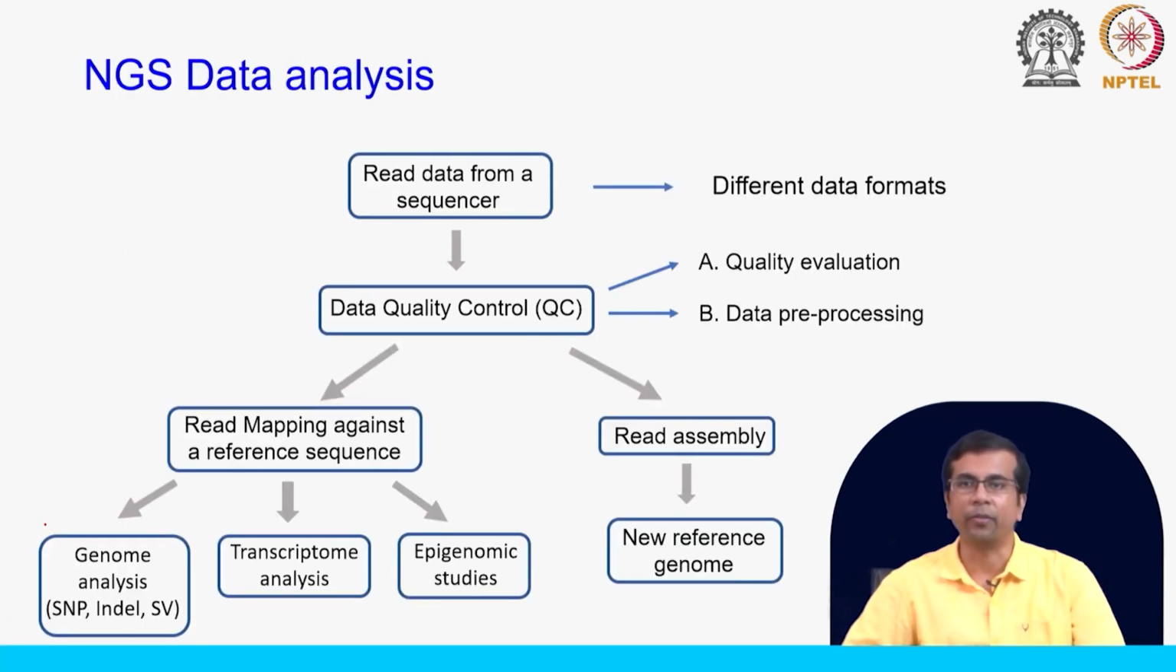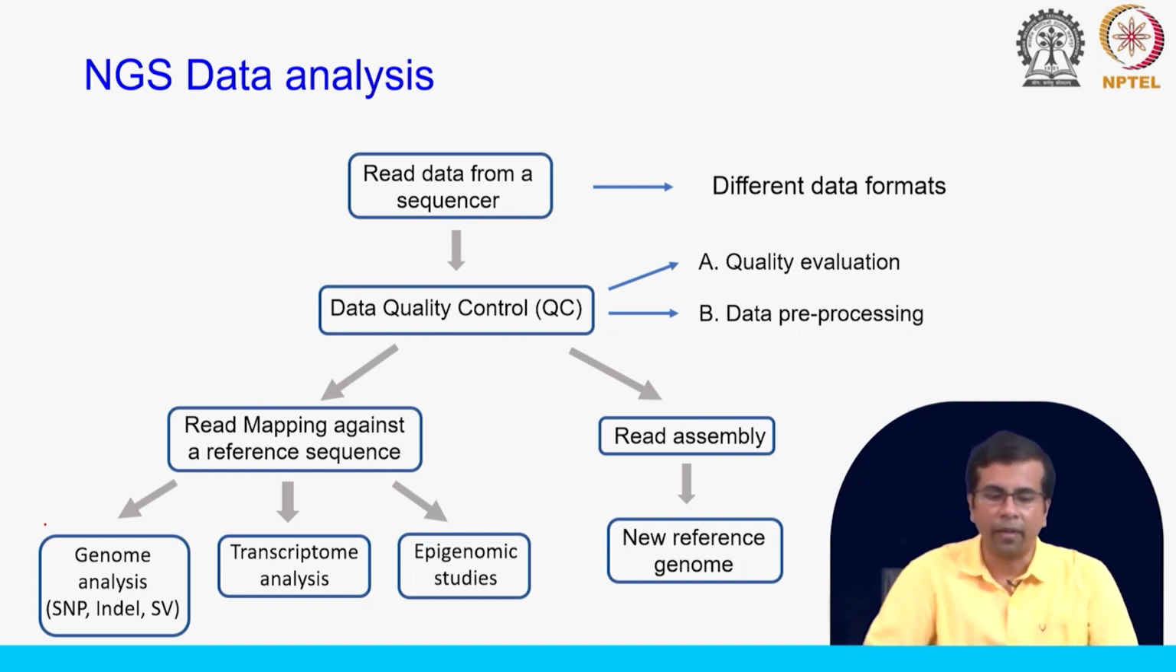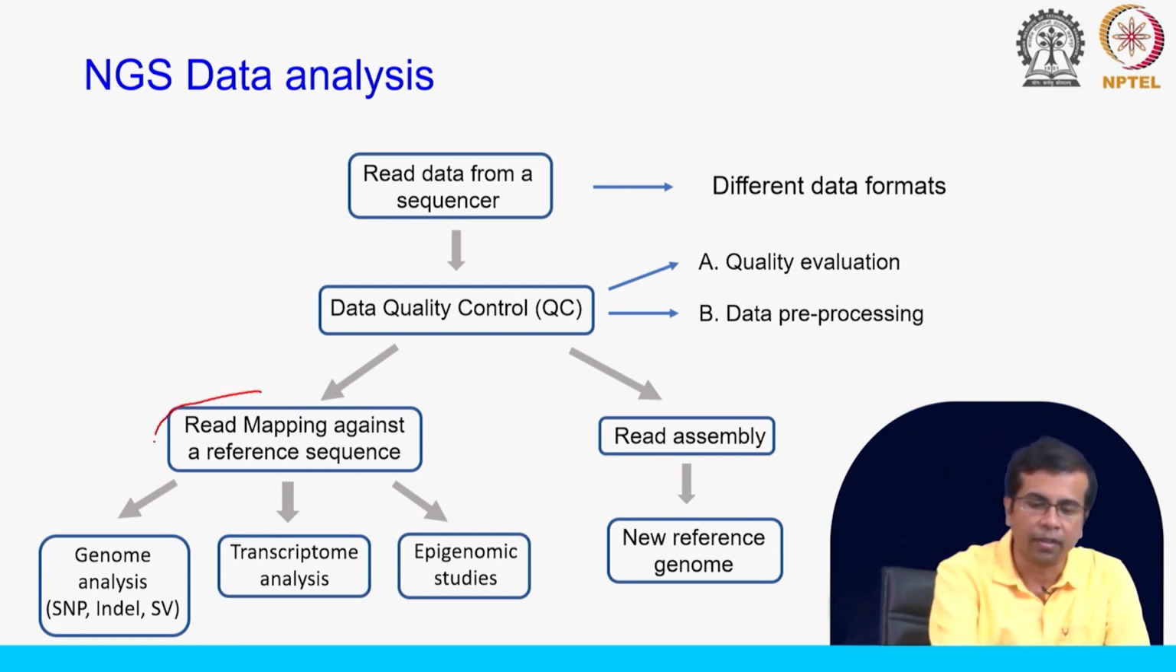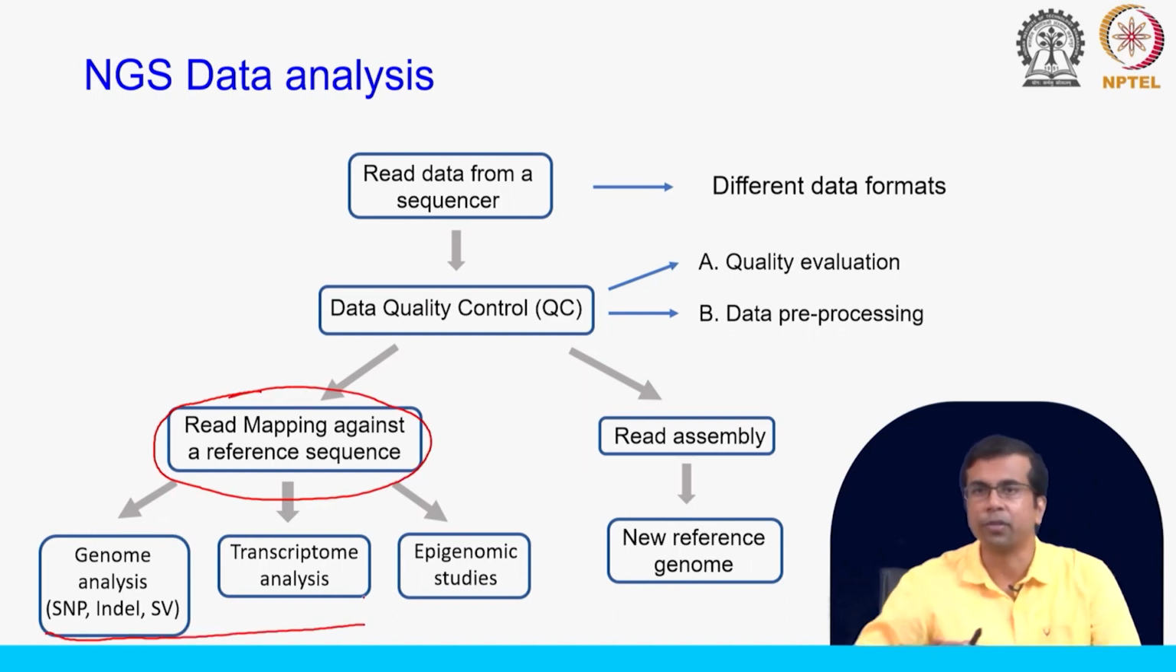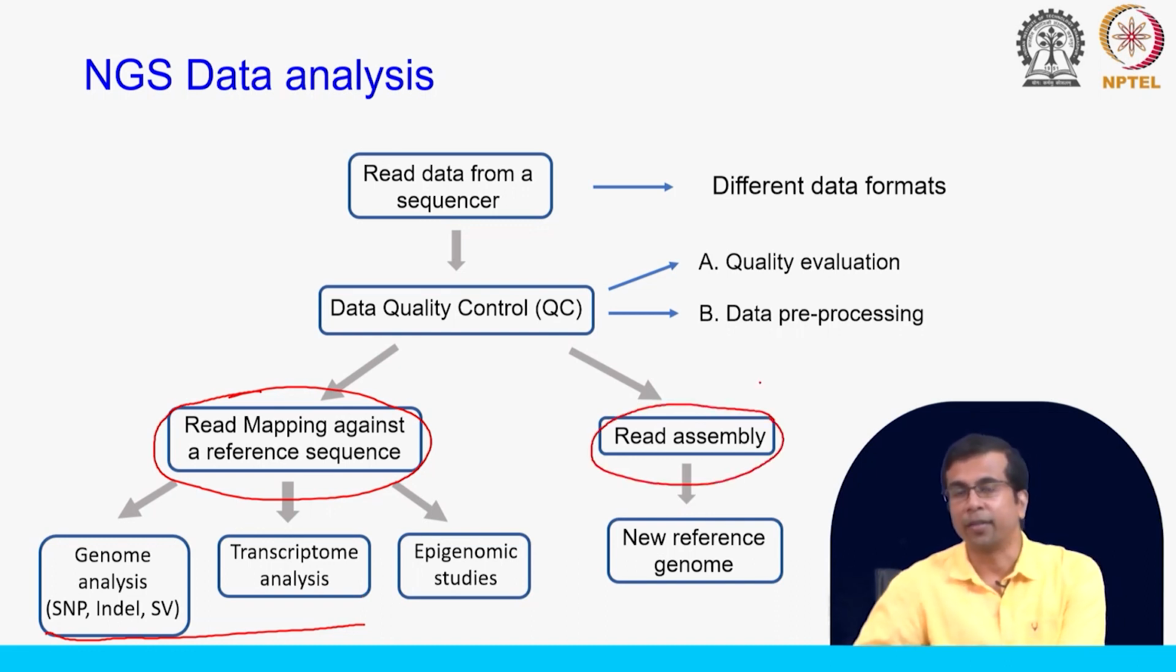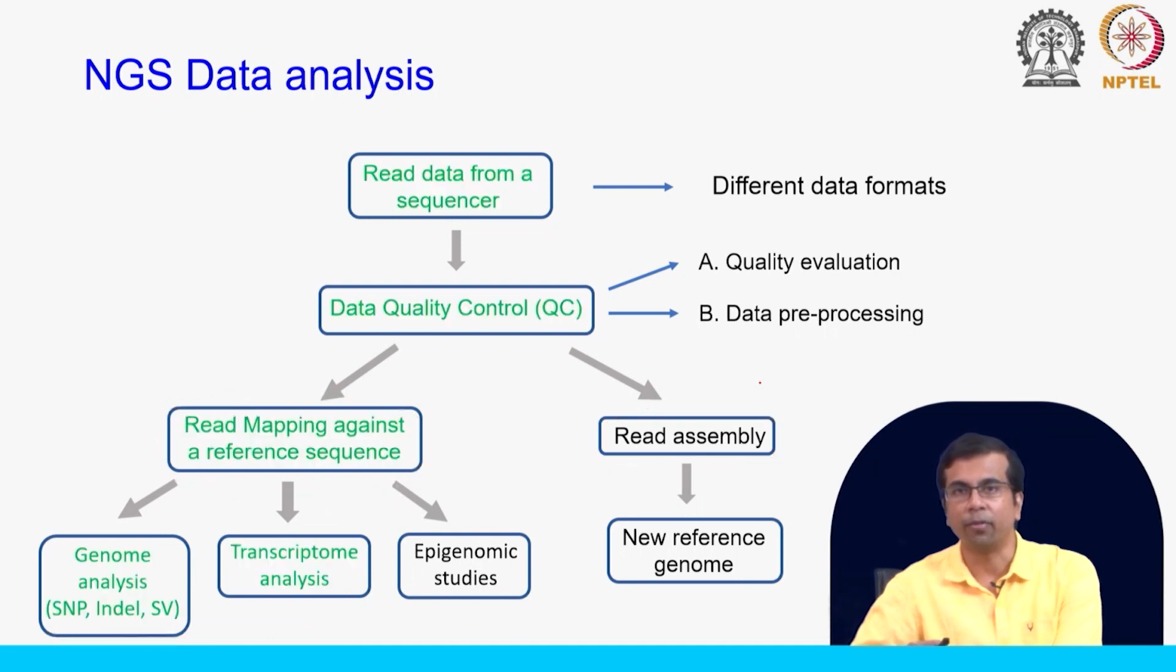Let us begin with the flow chart that we started with. Here we have the read data, and we do the data quality control. This step is common across all the analyses. Then we talked about the left part mostly: read mapping, and then genome analysis and transcriptome analysis. We have not talked about epigenomic studies yet, which we will cover in the last week. The other part that is remaining is the read assembly part. This is the part which we have not discussed yet, and this is what we are going to talk about. The parts in green are complete.